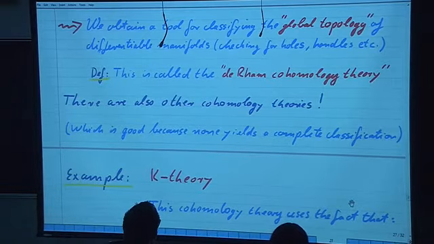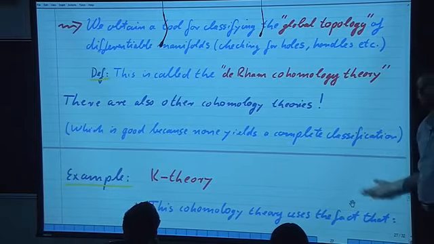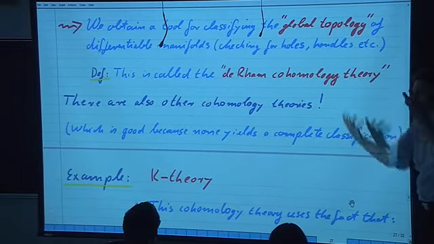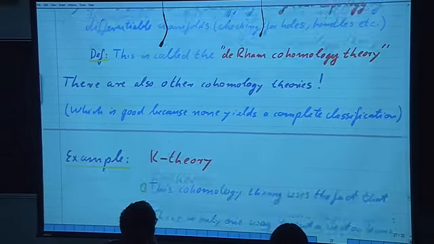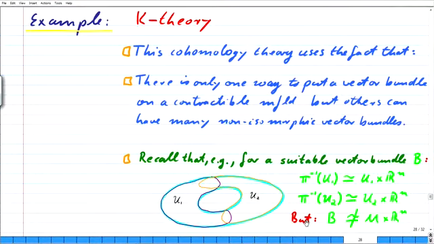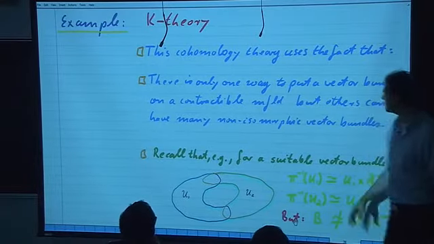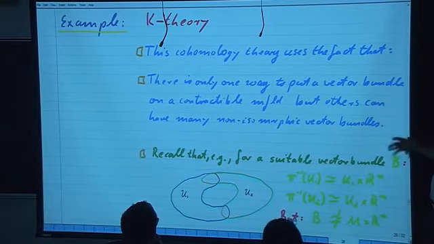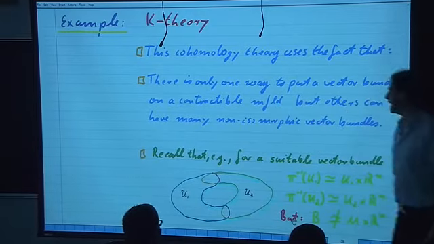There are other cohomology theories too. And that's good because none of those cohomology theories is actually complete. None of them tells us everything about the connectivity properties of a differentiable manifold. So for example, there's K-theory. Now, this is a cohomology theory which uses a different observation. There's only one way to put a vector bundle on a contractible manifold, but there are generally many ways of putting vector bundles on non-contractible manifolds.